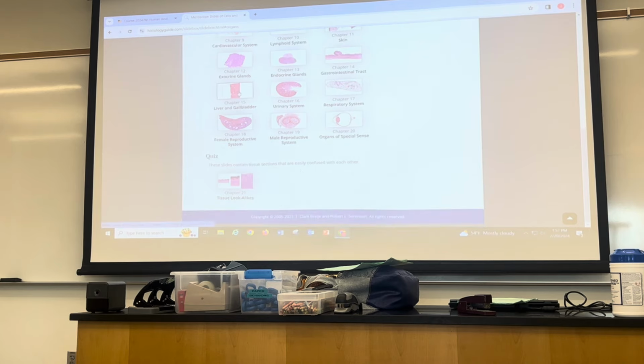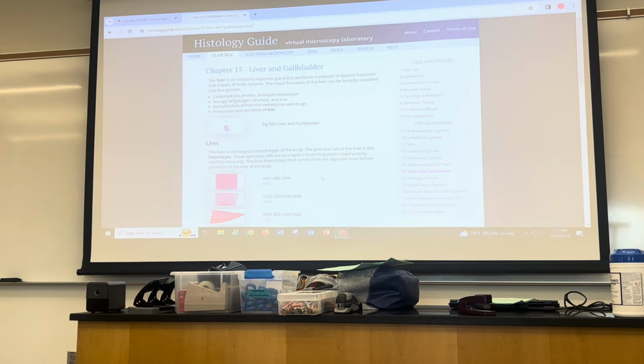So you guys do not need to know the histology of the gallbladder, but you need to know its function. So what is the function of the gallbladder? Just the bile, right? It stores and releases bile. Good.